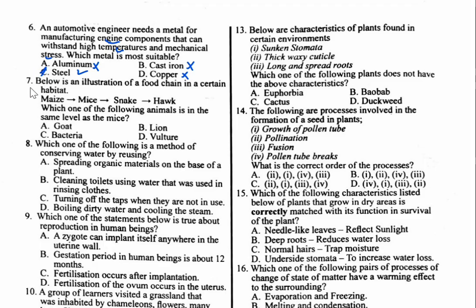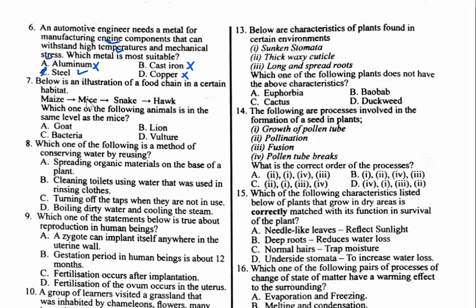We go to question number 7. Below is an illustration of a food chain in a certain habitat. Here we have maize, mice, snake, hawk. Remember, in a food chain, the arrow shows the eater. So we continue. Which one of the following animals is in the same level as the mice?